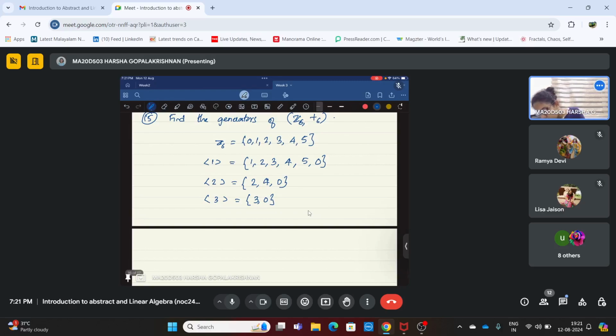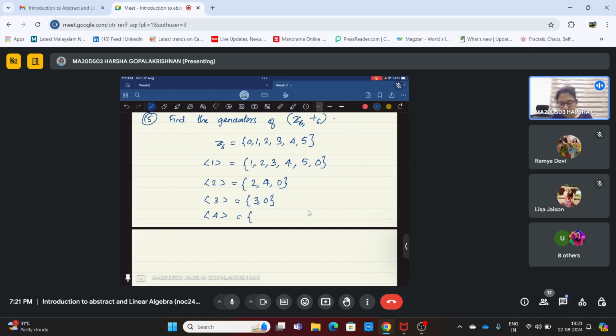Okay. Now what about 4? 4 is not a divisor of 6. So we will try. First is 4. 4 plus 4. What is 4 plus 4 in set 6? Yeah, 2. Now what is 2 plus 4? 2 plus 4 is 6 and hence it is 0. Okay, 4 is not a divisor. Still we couldn't cover all the elements of set 6. Now let us see 5.